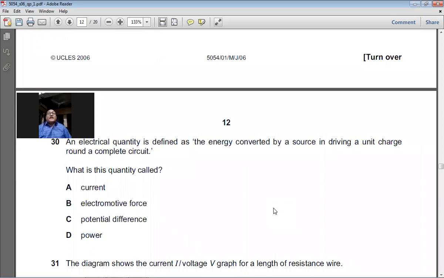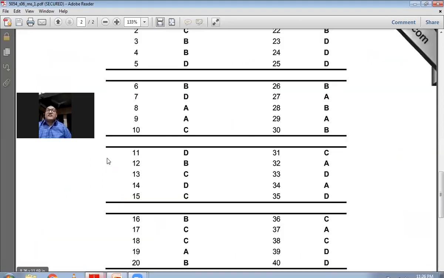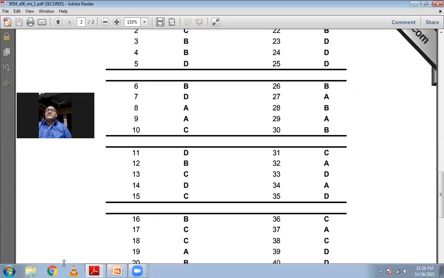An electric quantity is defined as the energy converted by a source in driving a unit charge around a complete circuit. That's the definition of the EMF. Remember this definition. It is called the electromotive force, EMF. So I think clearly B is the choice. So we will have to check. Question number 30. B is the right choice.